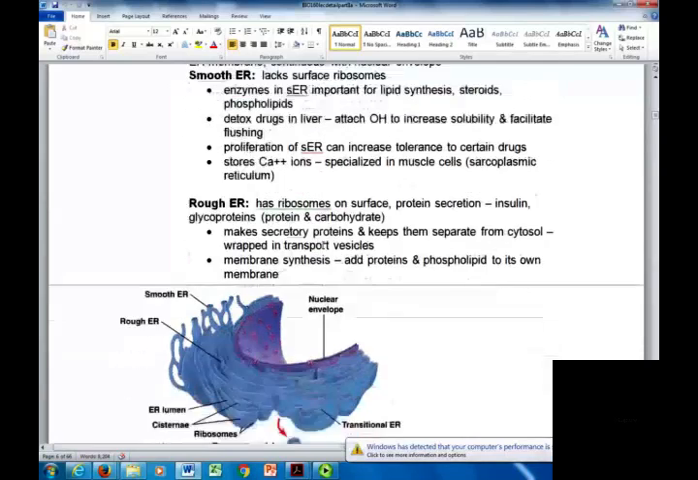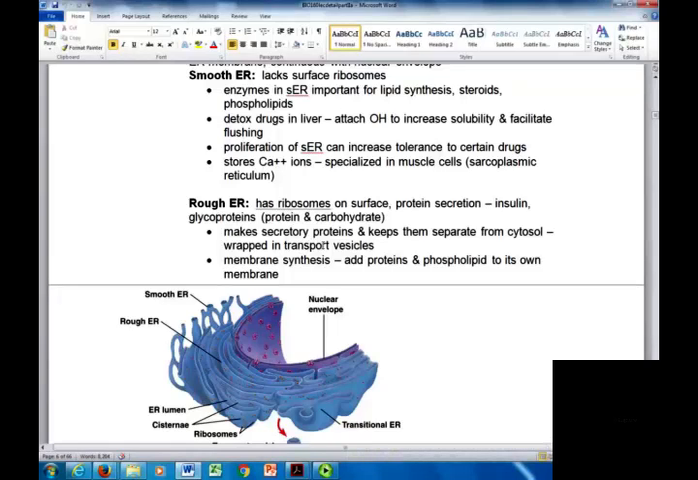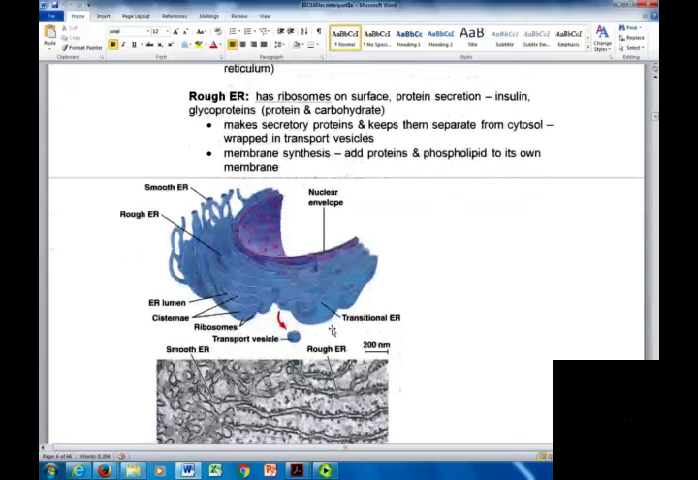The rough ER is going to have ribosomes on the surface. These are going to make more of your protein secretions like insulin and glycoproteins. It will make these secretory proteins and keep them separate from the cytosol. They can be wrapped up in transport vesicles. It's also involved with membrane synthesis. It can add proteins and phospholipids to its own membrane as well. So here again it's showing it being continuous with the nuclear envelope. Here's a transport vesicle being released off the side.